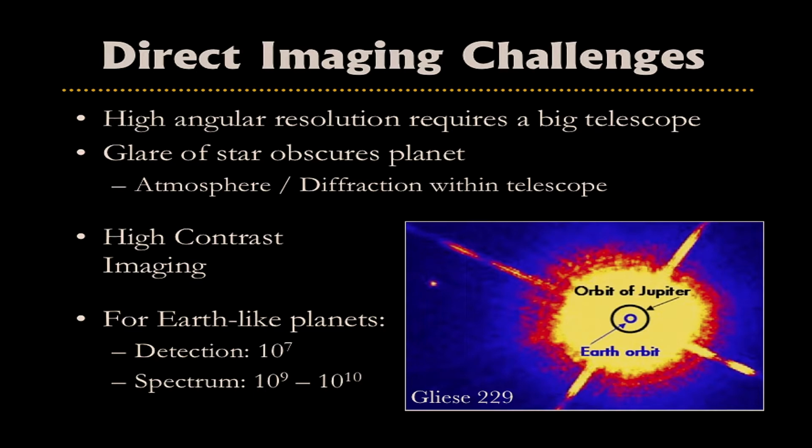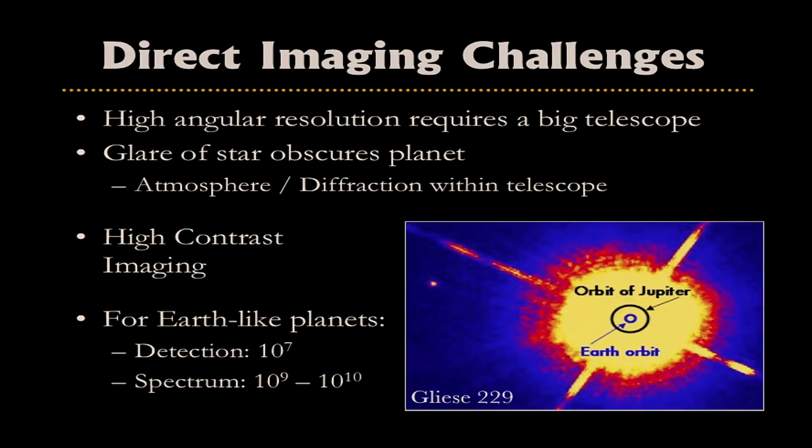So there's a really big problem here, which is the contrast issue. Just to detect Earth-like planets surrounded by stars, you need to be able to handle contrast ratios of about 10 to the 7, and if you want to get the spectrum out, it's 10 to the 9 or 10 to the 10. That's probably beyond what we can do currently, but there are lots of new devices coming online in the future that might be able to access that.